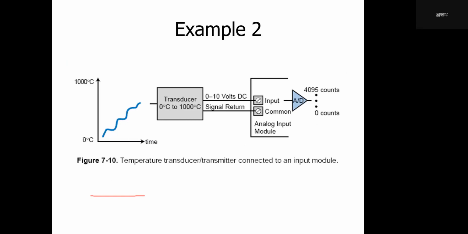The temperature transducer is connected to the input module. This is from the field. The field is the temperature. The transducer in the field senses the temperature and converts it into voltage, and the voltage is input to the analog input module, and the voltage is converted to this number.